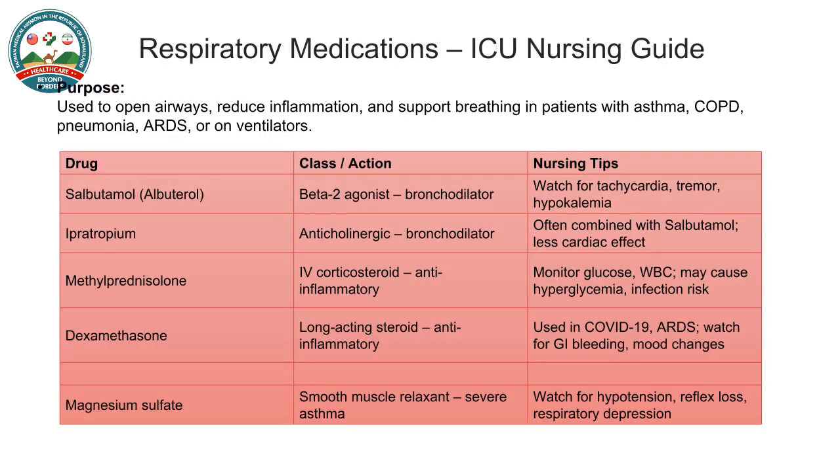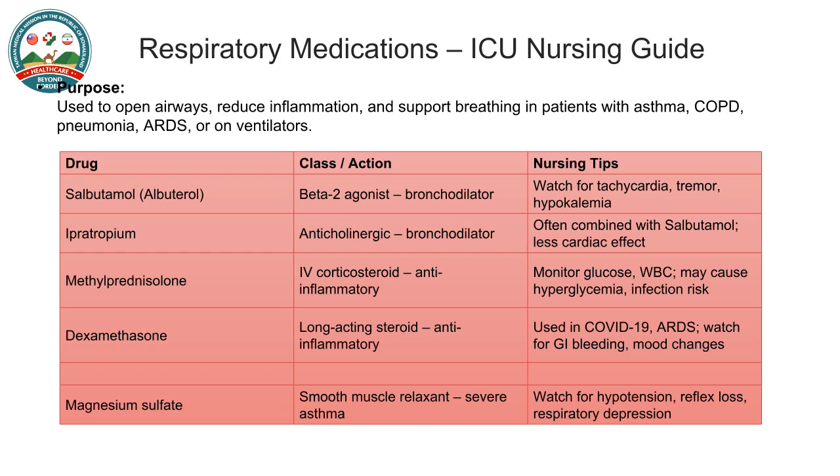In addition to vasopressors, sedatives, and muscle relaxants, ICU patients often require respiratory medications to open airways, reduce inflammation, and support breathing. Common drugs and key nursing points: salbutamol, albuterol, beta-2 agonist, bronchodilator. Watch for tachycardia, tremor, hypokalemia. Ipratropium, anticholinergic bronchodilator, often combined with salbutamol, fewer cardiac effects.